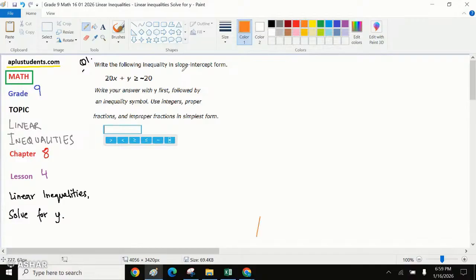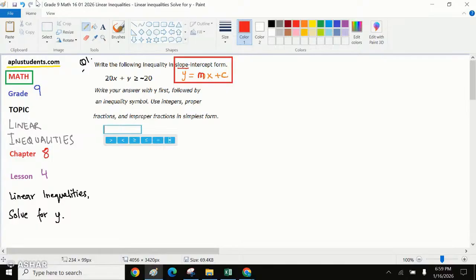What is slope intercept form? We always write y is equal to mx plus or minus the value of c, where the value of m represents the slope, how tilted a line is. Okay, this is the slope intercept form. So what we need to do is change this inequality first, then write your answer with y first, followed by an inequality symbol. Use integer, proper fraction and improper fraction in the simplest form. So we need to pick one of these signs.